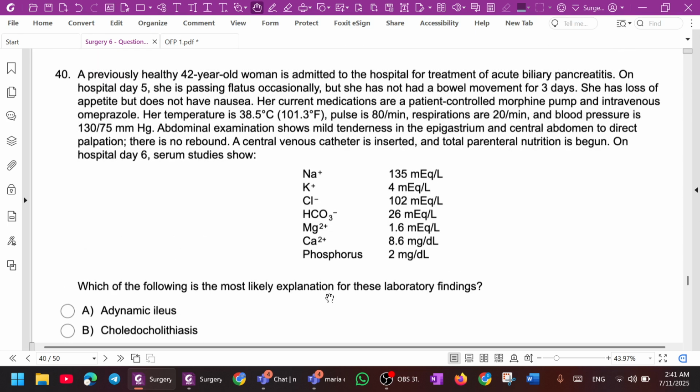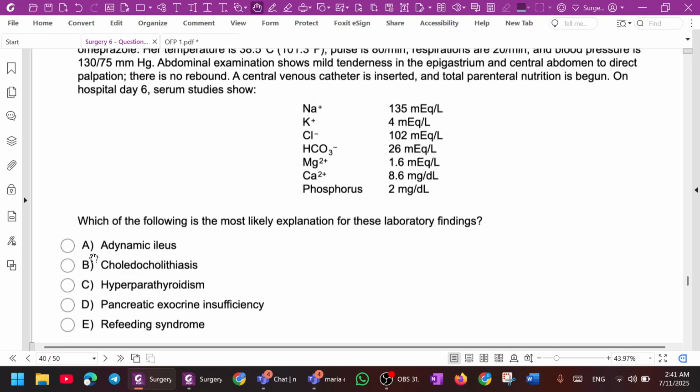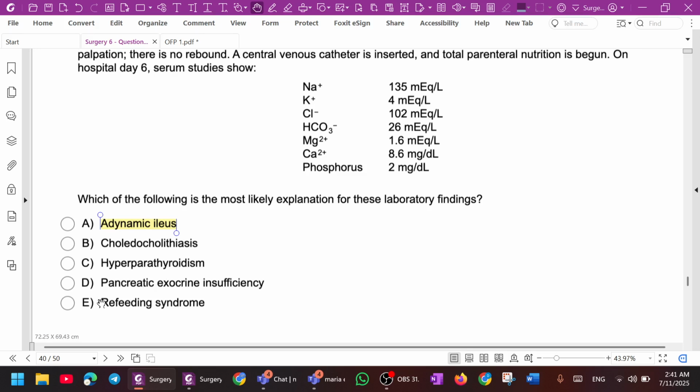Like refeeding syndrome, there will be muscle breakdown, potassium will be high, there will be tons of insulin, there may be hypoglycemia. Then it's not that. I guess ileus is the only thing, I don't know what the issue is here. Let's choose the atypical one. Okay, so the answer is refeeding syndrome. I don't even understand what the issue was here.